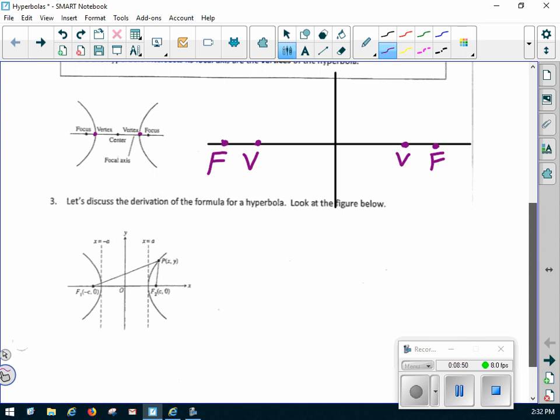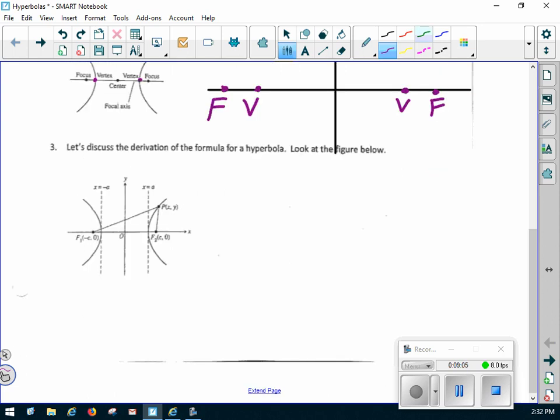What's the distance between the center and a vertex called? A. What's the distance between the center and a focus called? C. So on a hyperbola, that's A, that's C, which is bigger. C's bigger on a hyperbola. We're back to A squared plus B squared equals C squared on a hyperbola. You're like, I don't see a B. You will, just not yet.